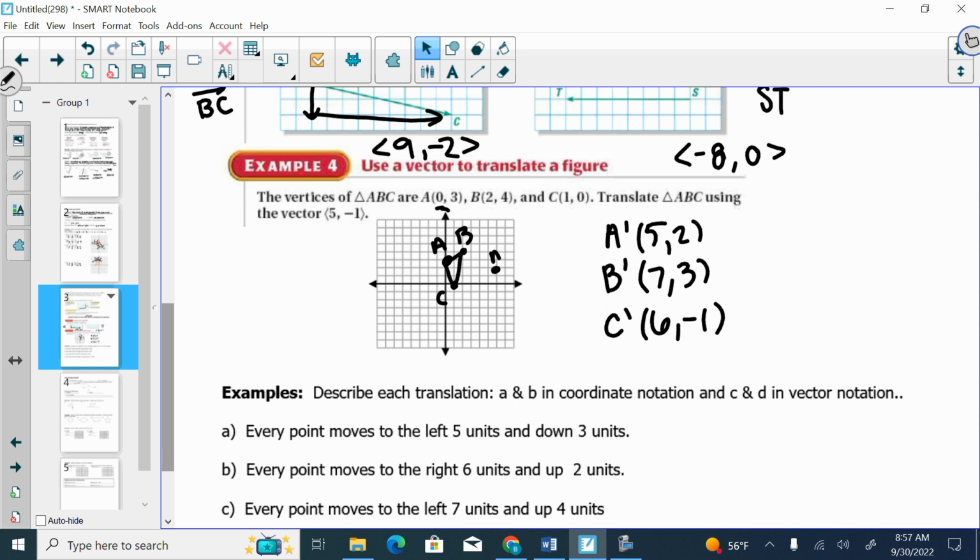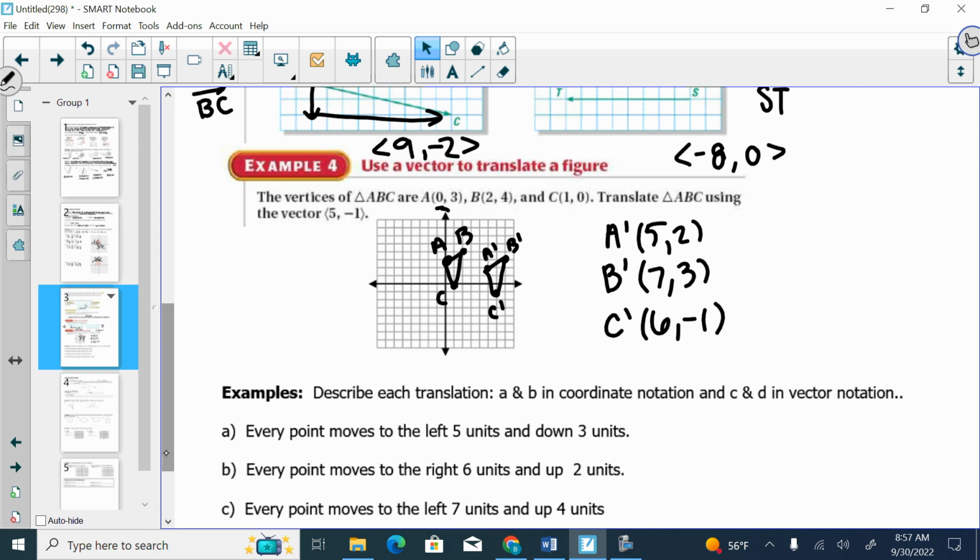There's my A prime, and then my B prime is at, did I count that right? 1, 2, 3, 4, 5. Oh, I went too far over. B prime is at (7, 3). And C prime is at (6, -1). So you can see it's still the same triangle, just been translated, right?